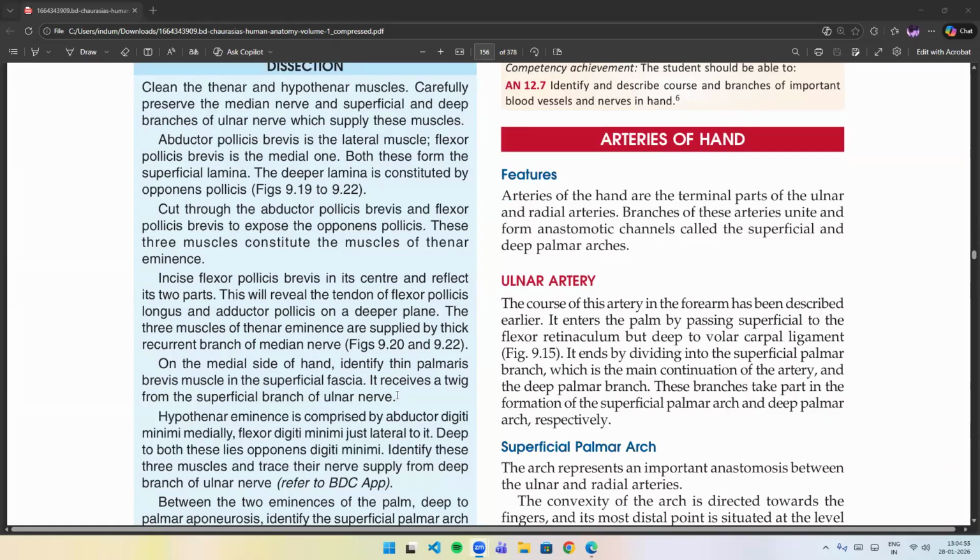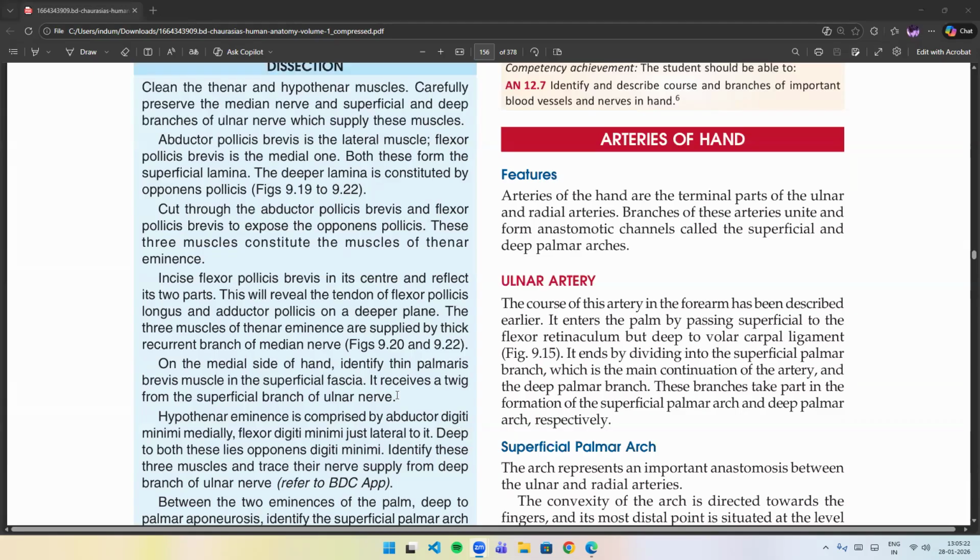Abductor pollicis brevis is the lateral muscle. Flexor pollicis brevis is the medial one. Both these form the superficial lamina. The deeper lamina is constituted by opponens pollicis, figures 9.19 to 9.22. Cut through the abductor pollicis brevis and flexor pollicis brevis to expose the opponens pollicis. These three muscles constitute the muscles of thenar eminence.